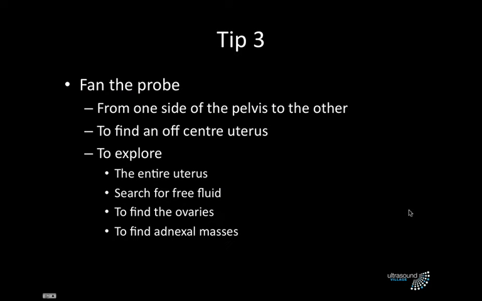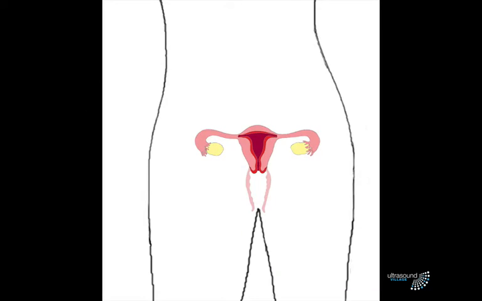Now the next important thing is to fan the probe from one side of the pelvis to the other. That's really important because often the uterus doesn't lie in the middle. You've got to explore the entire pelvis, and you've got to explore the entire uterus, explore the pelvis for free fluid, see if you can find the ovaries and see if you can find adnexal masses, although those steps are in more advanced ultrasound. So here you'd think it would be easy.